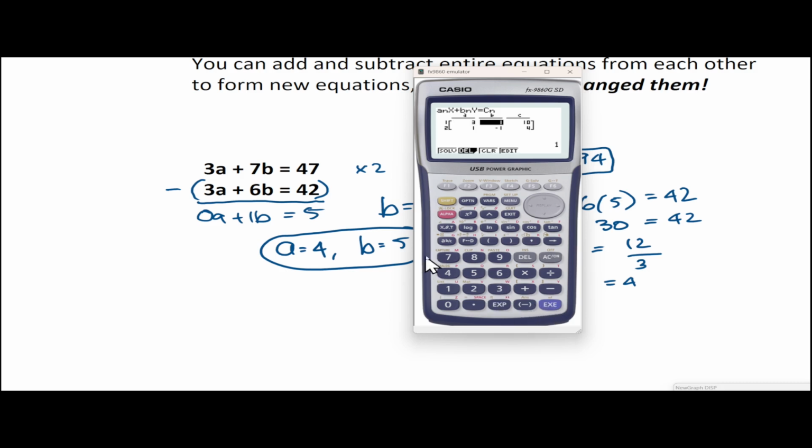3a, 7b, 47, and 3a, and 6b, and 42, and we solve it, and we get 4, 5, which is what we had there. And that's how that's done.